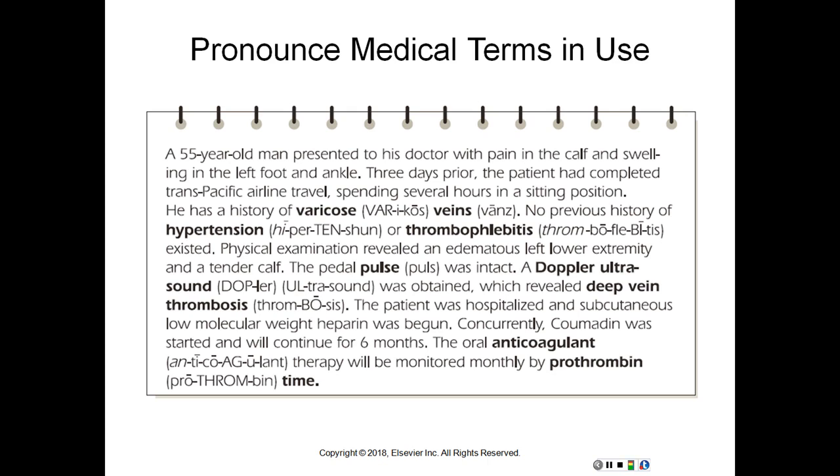Physical examination revealed an edematous left lower extremity and a tender calf. The pedal pulse was intact. A Doppler ultrasound was obtained, which revealed deep vein thrombosis. The patient was hospitalized, and subcutaneous low molecular weight heparin was begun. Concurrently, Coumadin was started and will continue for 6 months. The oral anticoagulant will be monitored monthly by prothrombin time. So now they're wanting us to answer the questions.